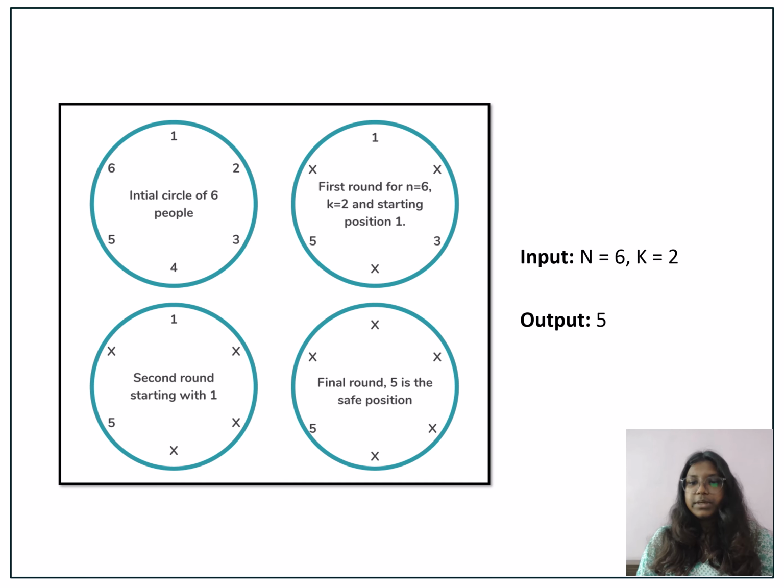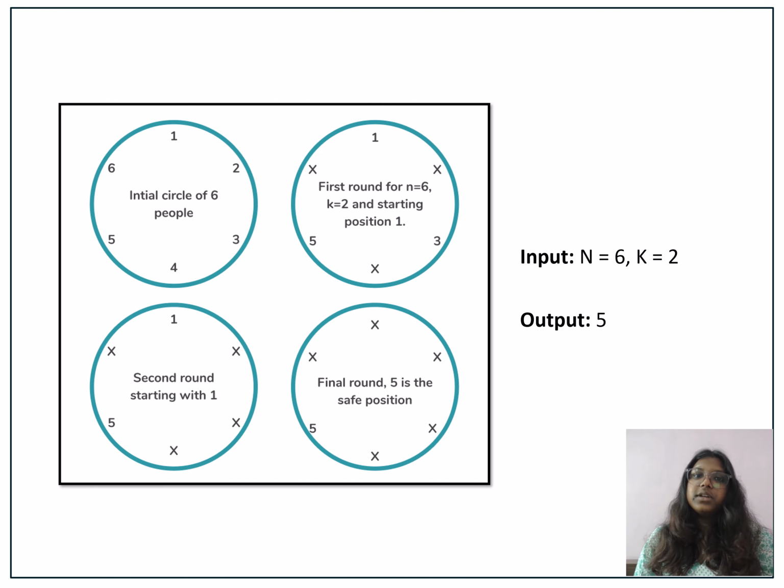Now the circle has people 1, 3, 4, 5, and 6 left. We keep going, starting again from person 3. Count 1 is person 3 and count 2 is person 4.